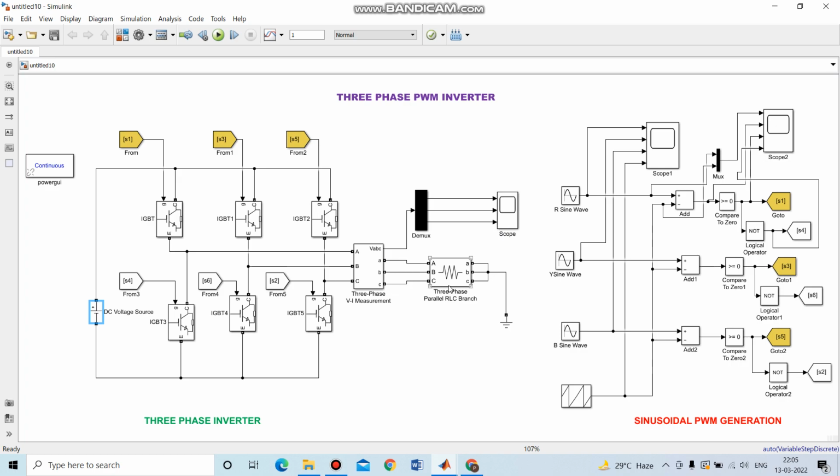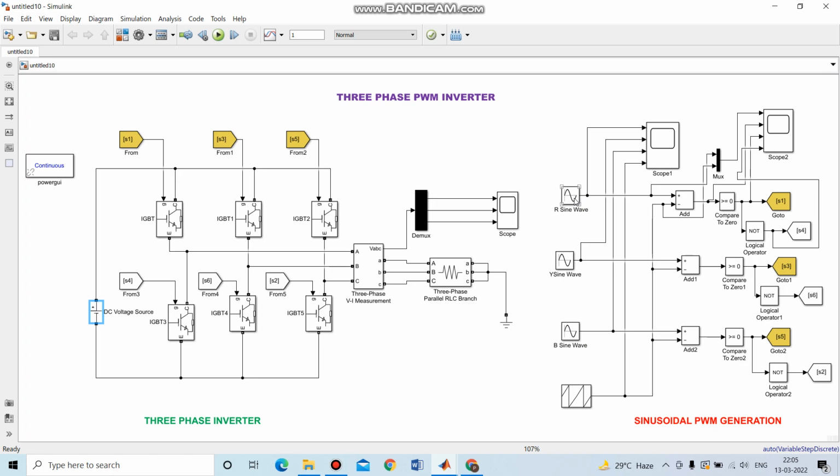Then for the load we give the 3-phase parallel RLC branch. For a 3-phase PWM inverter you use a 3-phase load, so we use the 3-phase parallel RLC branch, and then you ground it. This part is your 3-phase inverter. For this inverter you are going to give the gate pulse, and for gate pulse generation we are creating this circuit.